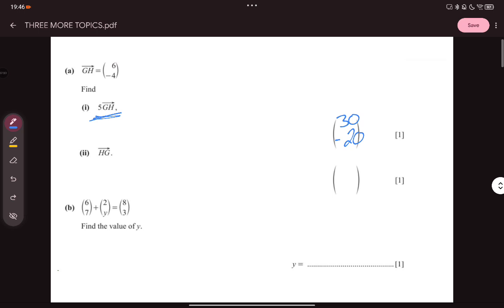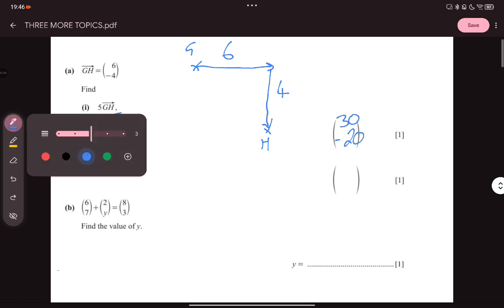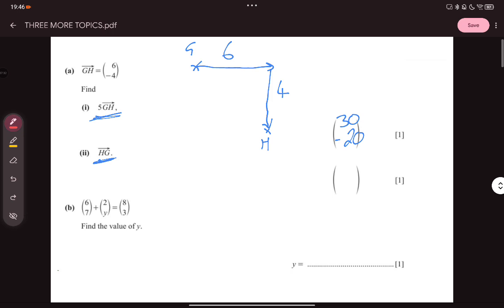Okay, H to G. Right, maybe I'll bring my diagram back up again here. So G to H. If I start at G and move to H, I'm going 6 across, 6 to the right, and negative 4, so that's 4 down. And that will take me to point H. Now, when it says HG, I need to start at point H and go to point G.